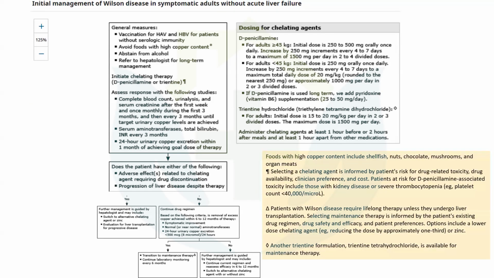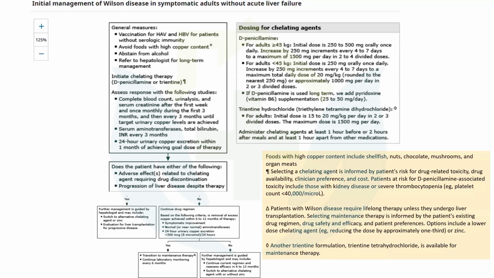So we already discussed the management part actually. Basically, the general measures are vaccination, abstaining from alcohol, and avoiding high copper content. Obviously, a hepatologist has to follow up on a long-term basis, and we have to choose the chelating therapy, either D-penicillamine or trientine.